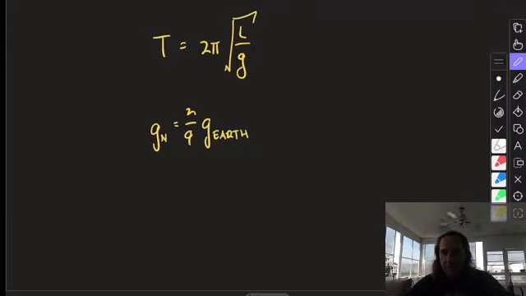They ask a question that is more about, do you understand how the change in one variable impacts another change? So we know that the G is less, which means that since g is in the denominator and the number got smaller, T has to get bigger. It's going to take longer for it to oscillate.